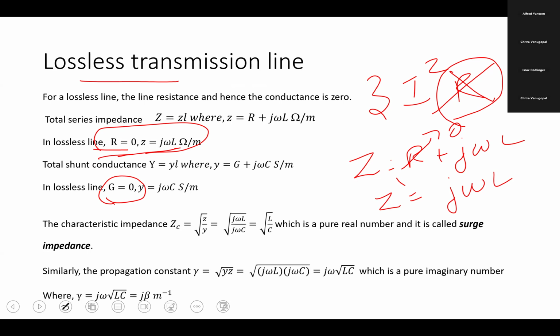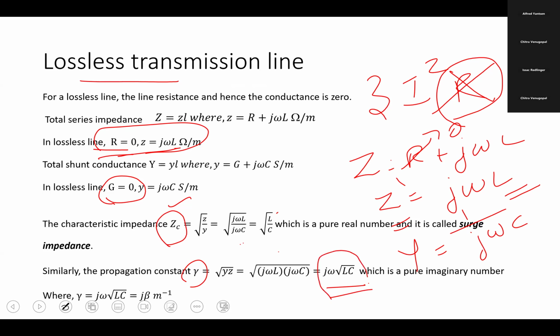Okay, so G goes to 0, so your Y is only given by the capacitance value, whereas your impedance is dominated by inductance and your admittance is dominated by 1 over J omega C. So your characteristic impedance is given by square root of Z over Y, omega L divided by J omega C. So you get square root of L over C. Then the propagation constant, you get this one. When you look at the propagation constant, it is a purely imaginary number, whereas your characteristic impedance is a purely real number.